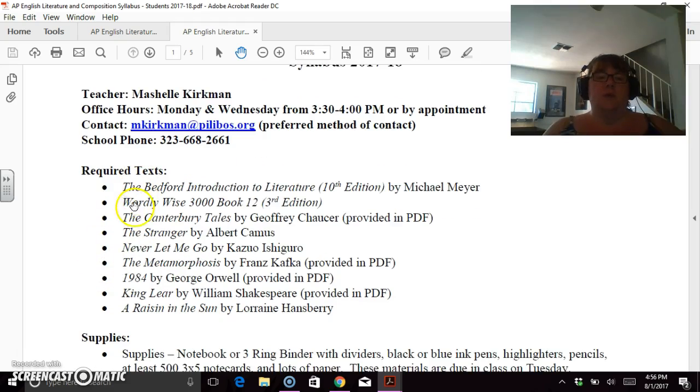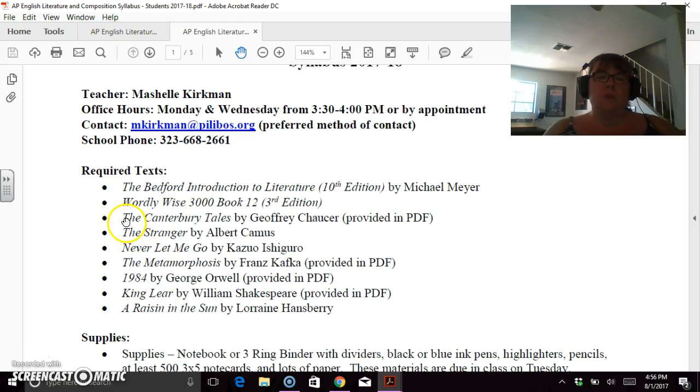Okay, here are the required textbooks. The first 2 I went over in the introduction video when you were accepted into the class. Notice here it does say 10th edition. There was a correction on this. You can do 10th or 11th edition. They are both very similar. Some of the page numbers just might be a little different, and we can figure that out as we go along.